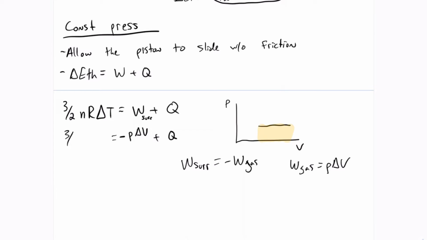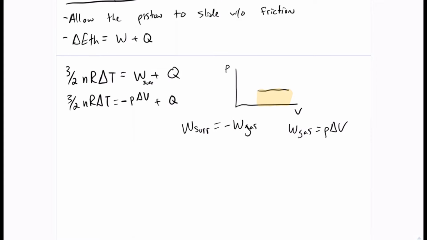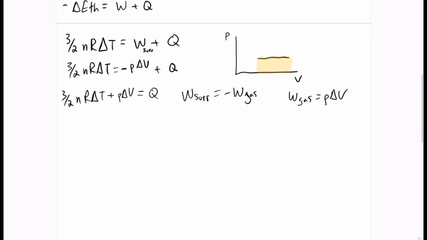Okay, so now we have this. And we're starting to get somewhere. So let's bring this P delta V over, and we'll get 3/2 nR delta T plus P delta V. It's going to equal Q. And okay, we're almost there, but we have to deal with this P delta V. So what's that going to equal, and how can we work with that?